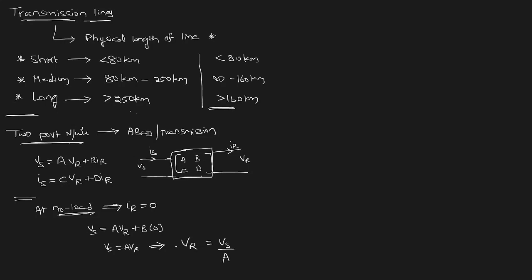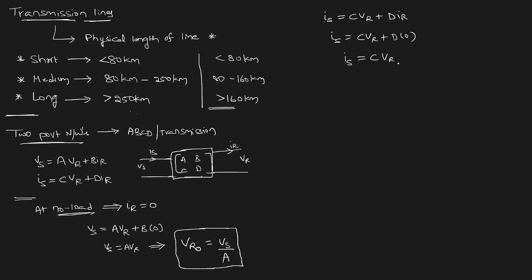But this receiving end voltage is with respect to no load. So, we can update this as VR naught. Okay, fine. Next, one more thing. Is is equal to C VR plus D into IR, right? This is the second equation. Now, Is equal to C VR plus D into 0. The sending end current will be C into VR, right?